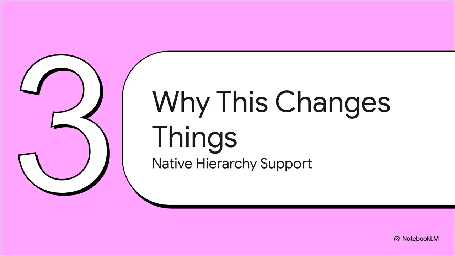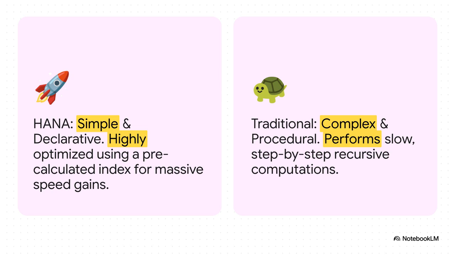So we've seen the how, but the real story here is the why. Why is this such a massive leap forward? Well, it all comes down to the power of having this support built natively right into the database. I mean, just look at this comparison. On the left, you've got the HANA approach. Simple declarative functions where you just say what you want. Give me the descendants, give me the ancestors.